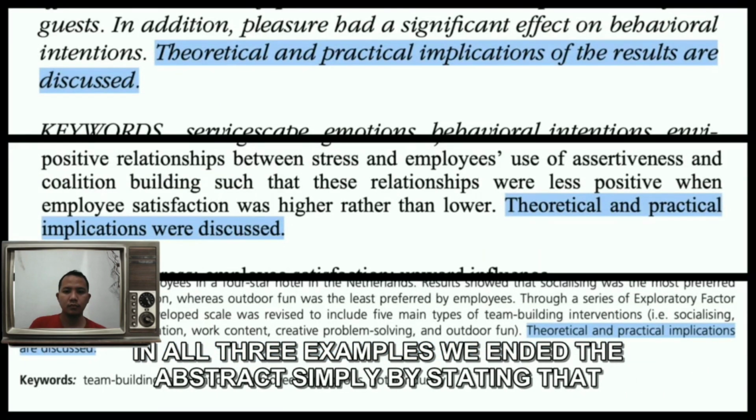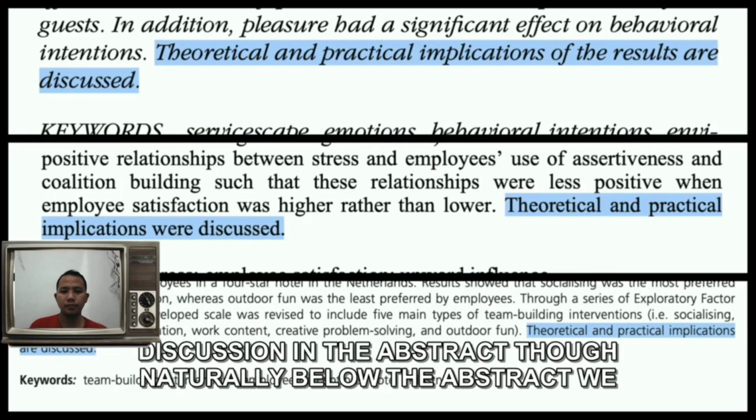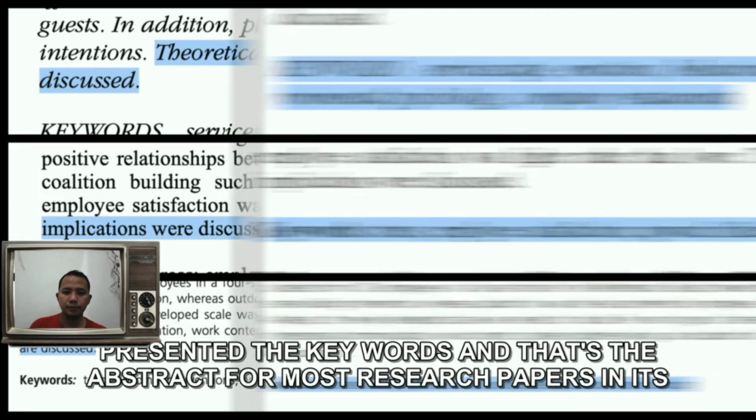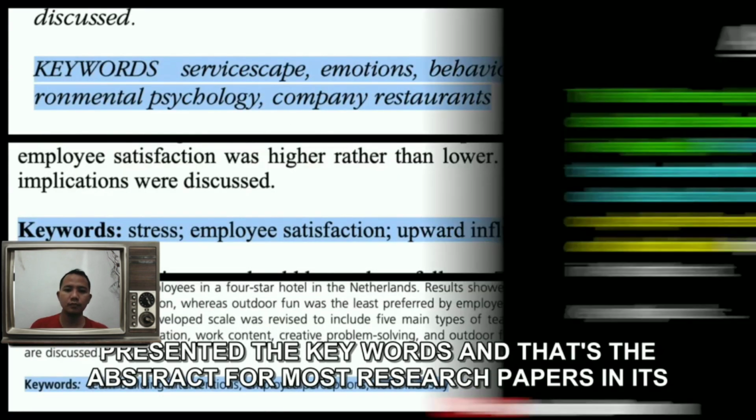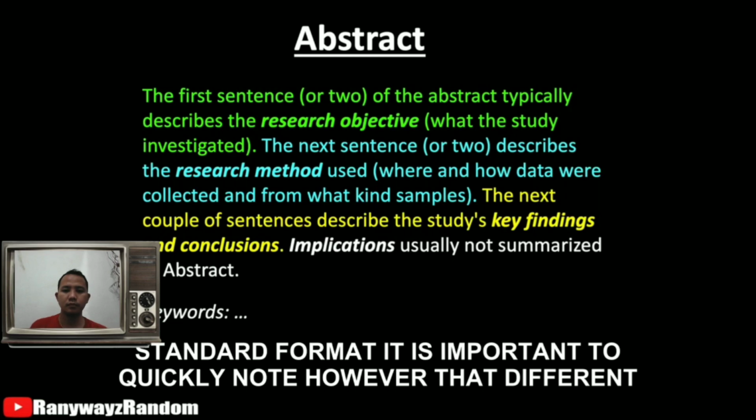In all 3 examples, we ended the abstract simply by stating that theoretical and practical implications were discussed, but we did not summarize our discussion in the abstract though. Naturally, below the abstract, we presented the keywords. And that's the abstract for most research papers in its standard format.